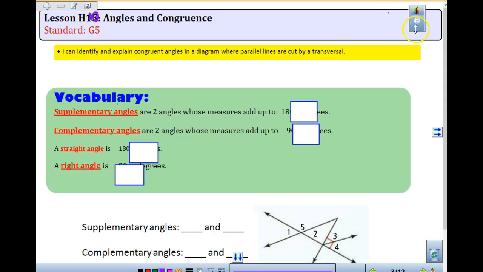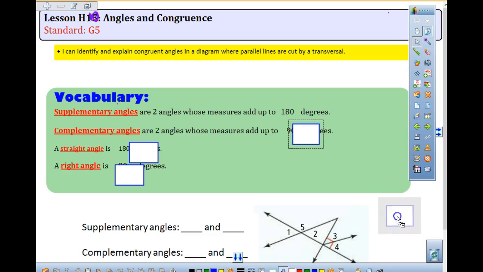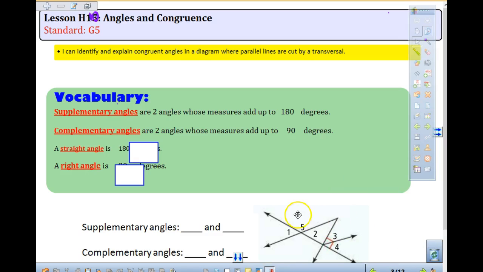We are looking at different types of angles that we are working with. Supplementary angles, two angles that add to 180. Complementary, two angles that add to 90. I know, this got moved around. 180 degrees is for a straight angle, and a right angle is 90.